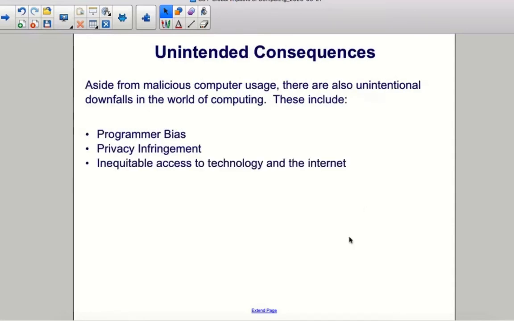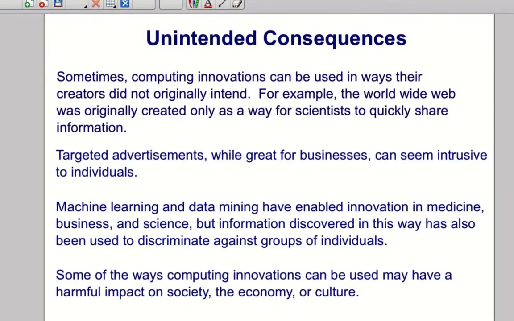Aside from malicious computer usage, there are also unintentional downfalls in the world of computing. These include programmer bias, privacy infringement, and inequitable access to technology and the internet. Sometimes, computing innovations can be used in ways their creators did not originally intend. For example, the World Wide Web was originally created only as a way for scientists to quickly share information.